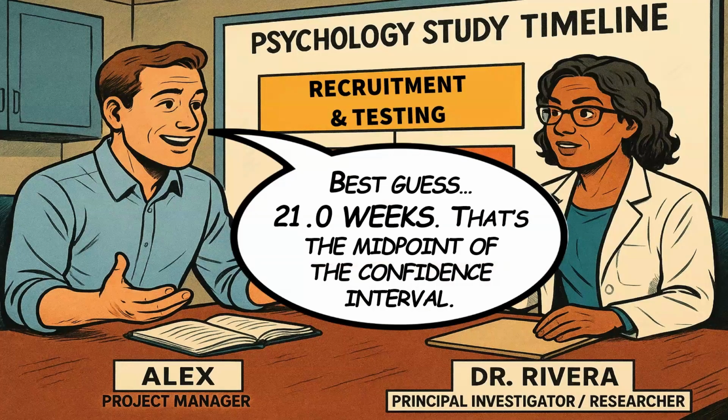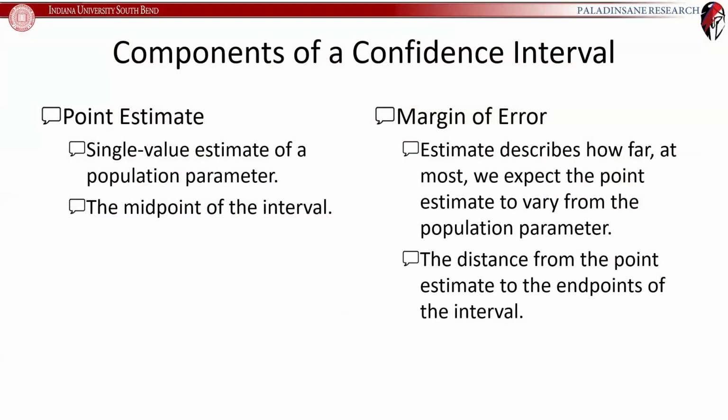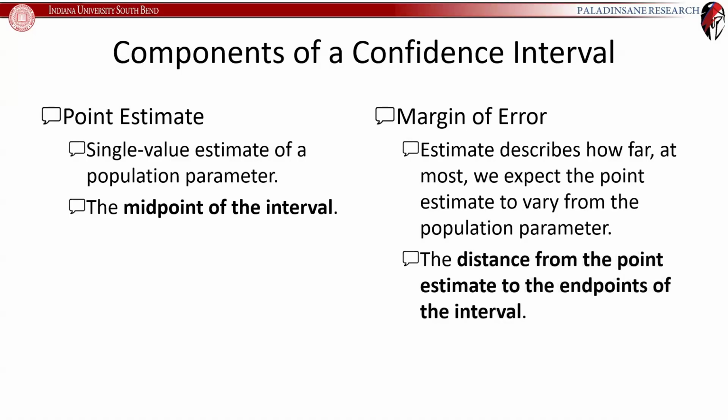That is your point estimate. That is the midpoint of the confidence interval. So that's your single value estimate, your point estimate, that midpoint. And then your margin of error, that's the distance from your point estimate to the end points of the interval.